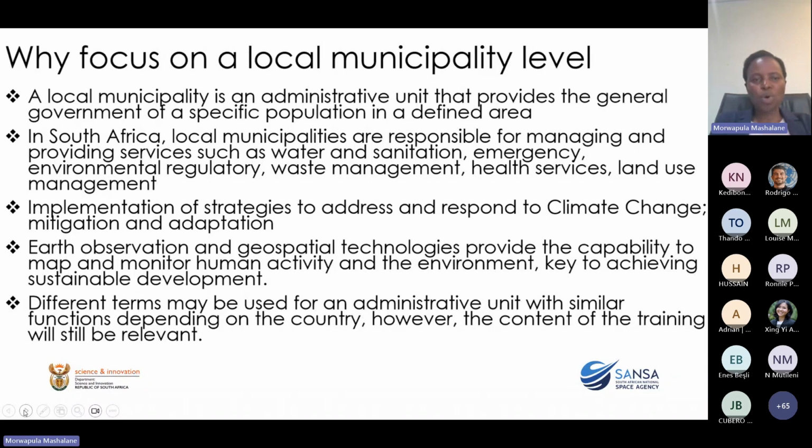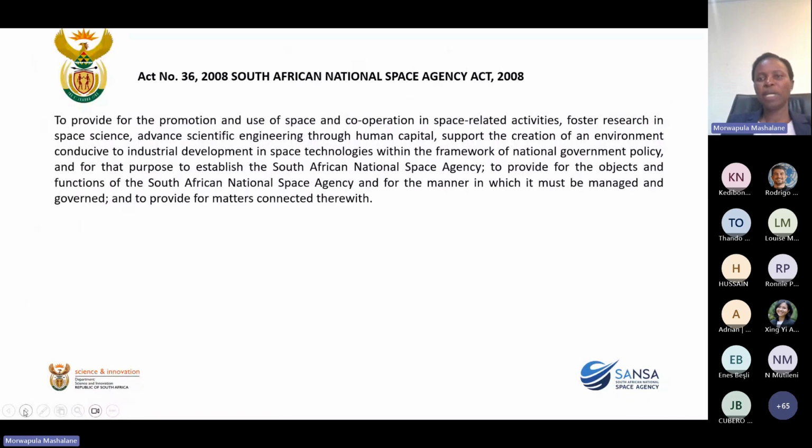Local municipalities are also core in the implementation of strategies to address and respond to climate change, both mitigation and adaptation. Earth observation data and geospatial technologies provide the capability to map and monitor human settlement, human activity, and also the environment, which are key in achieving sustainable development goals. Different terms may be used to describe what is a local municipality depending on where you are, but the content of this training should be relevant, whether you are from a government department, public entity, or also just someone who's interested in learning the application of geospatial technologies to support decision making.